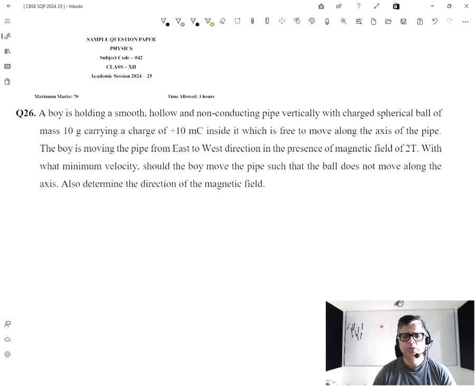Today what we will do is this question from the sample question paper printed by CBSE. This question is from the topic of force on a moving charge, but it's a very different type of question, so I thought it is very interesting to do this.